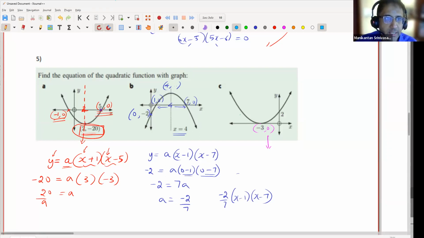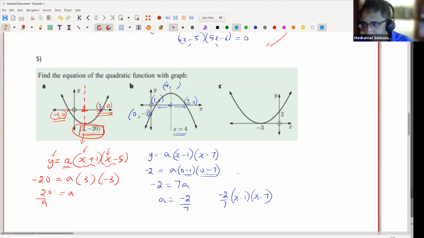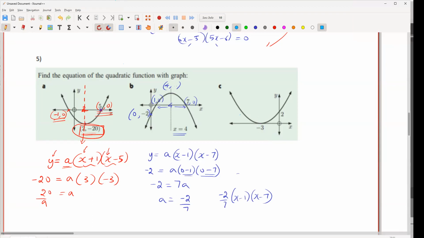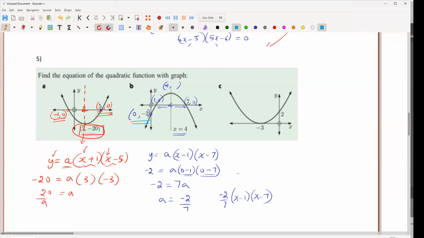Sanvi, just 1 second, Sanvi. I didn't see you. Did you just join, Sanvi? Yes, sir. You had a doubt, Sanvi? Yes, sir. In question B, if you substitute x as 0, why does y become minus 2? I didn't get it. Because the problem says it passes through minus 2 on the y-axis, which means it passes through 0 comma minus 2. Oh, okay. Thank you. You probably missed that point.